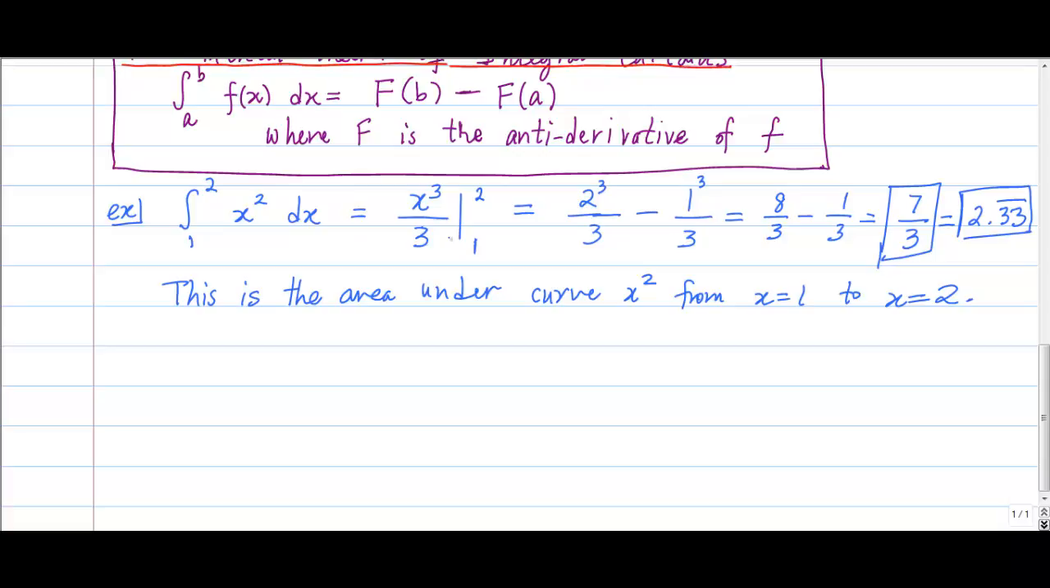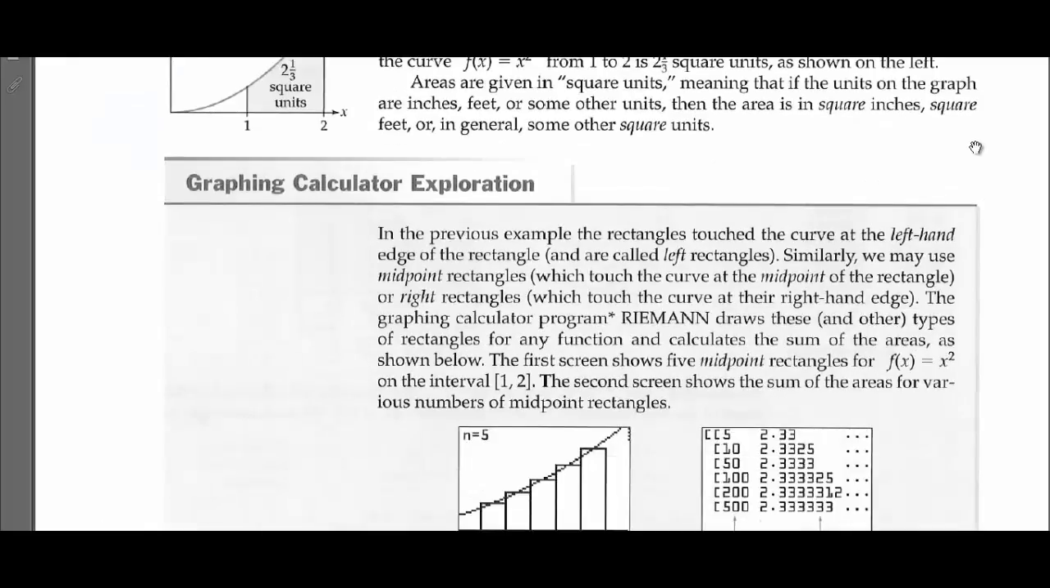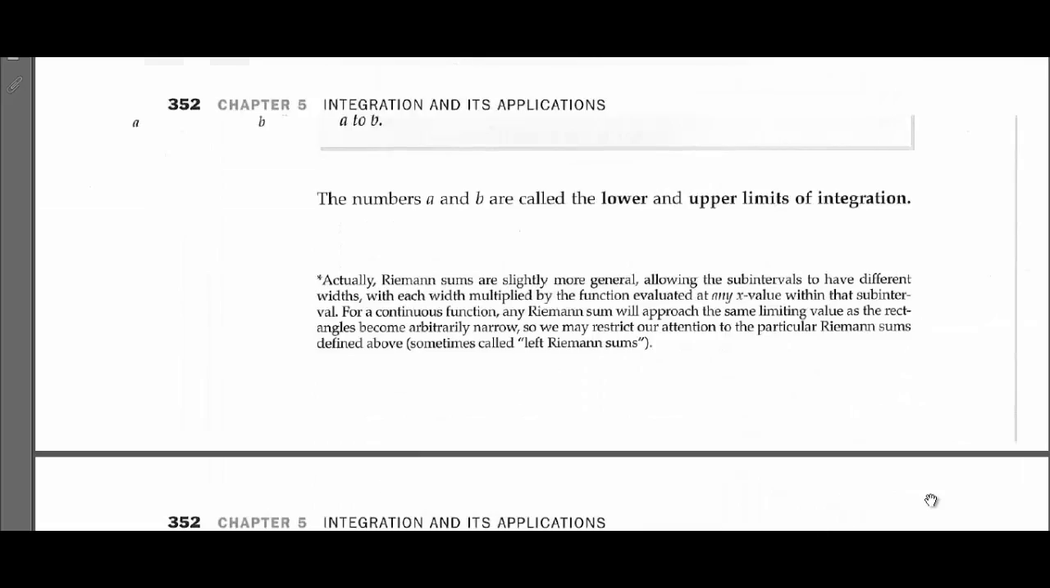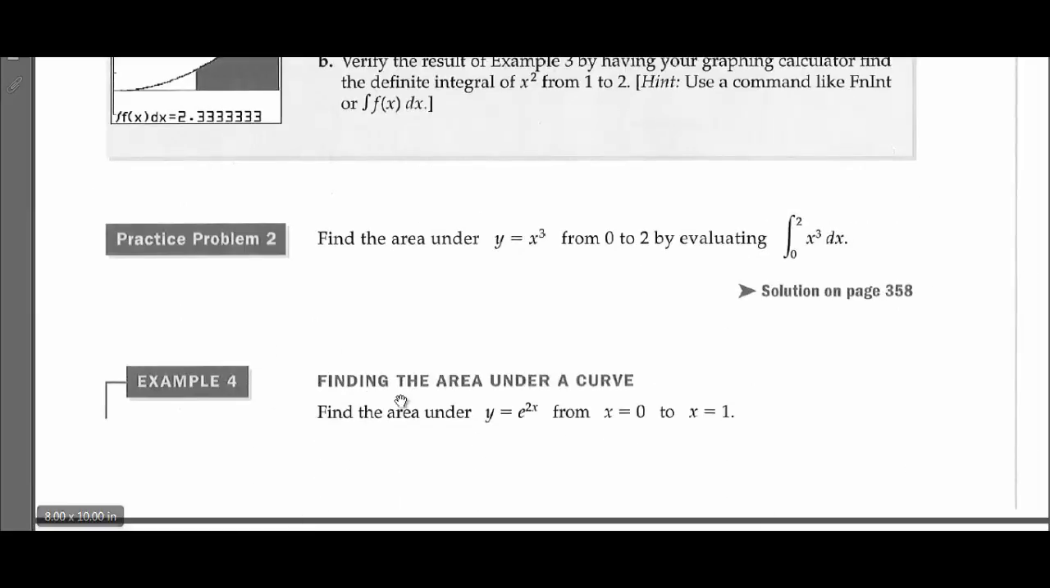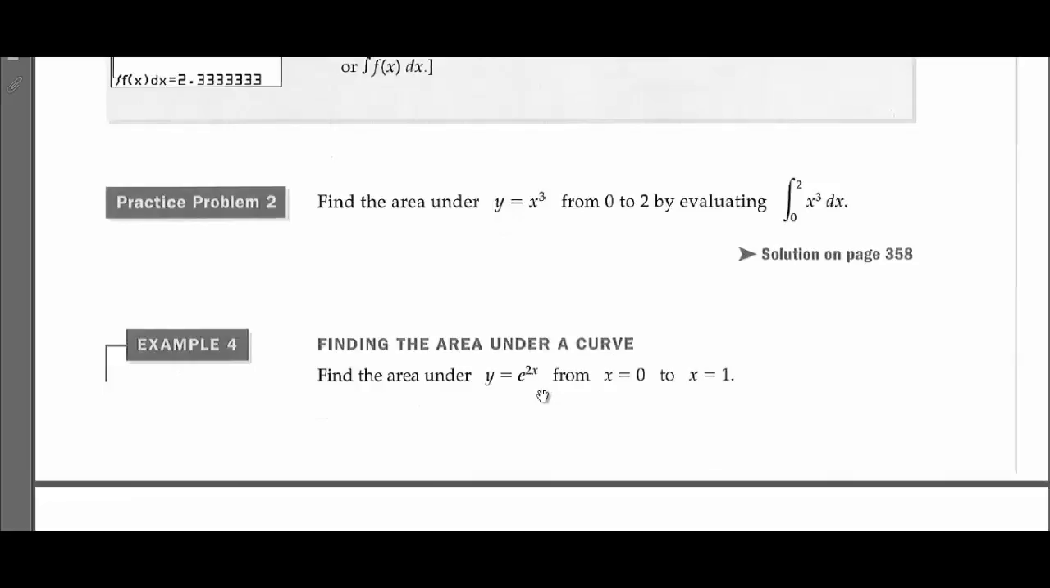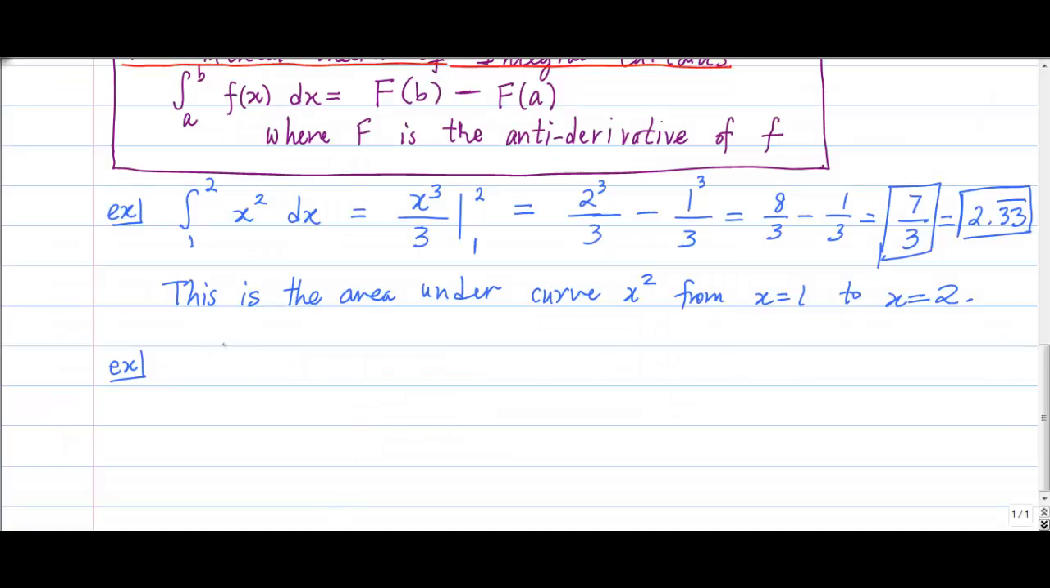Let's do another example. Let's find the area under the curve. This is example 4 in your book. Find the area under y equals e to the 2x, from x equals 0 to x equals 1. So I'm just going to say area under y equals e to the 2x on the interval 0 to 1.